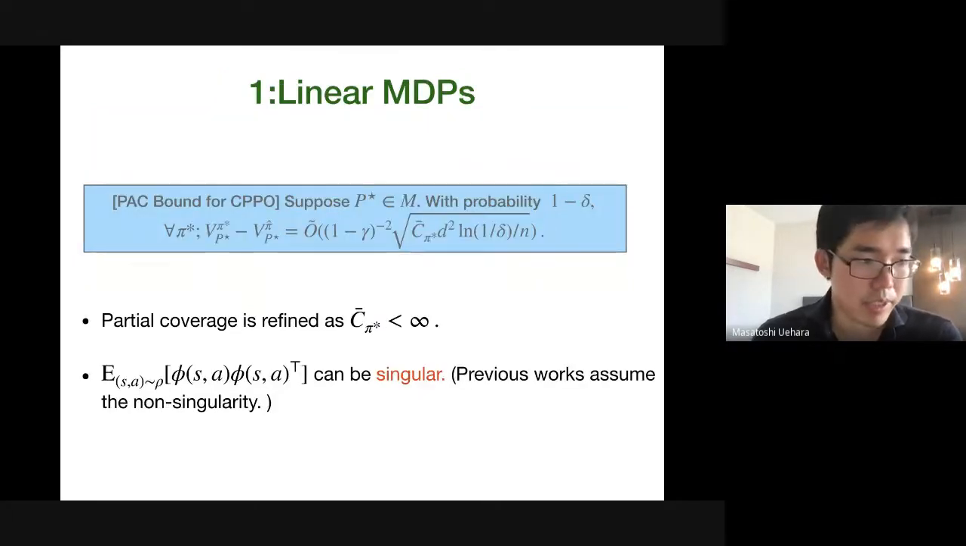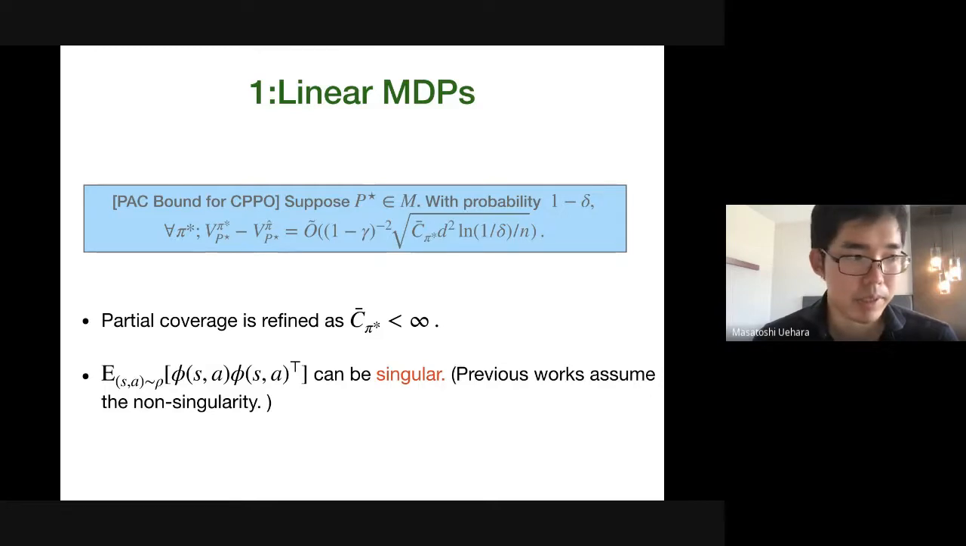And this is our result. Here we are saying that if the comparator policy pi star has bounded C bar pi asterisk, then we can compete with this policy. The partial coverage concept is defined as C bar pi asterisk being less than infinity.